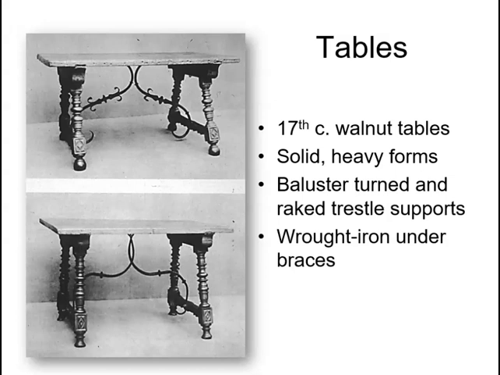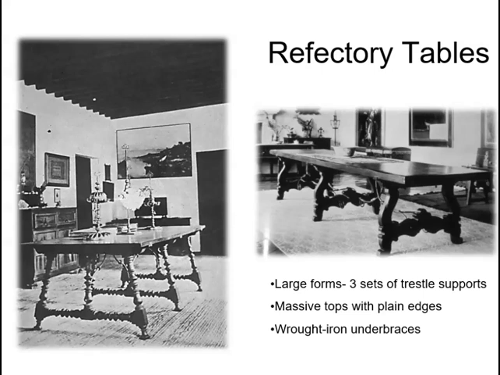And remember the refectory tables from the Middle Ages and the trestle supports. Again, they were solid forms. In the Spanish Renaissance style, we still have these sets of trestle supports, especially in these very long refectory tables, but they are set up differently so that this space is open. And then often you will have wrought iron underbracing support to help support the center part between the trestles.